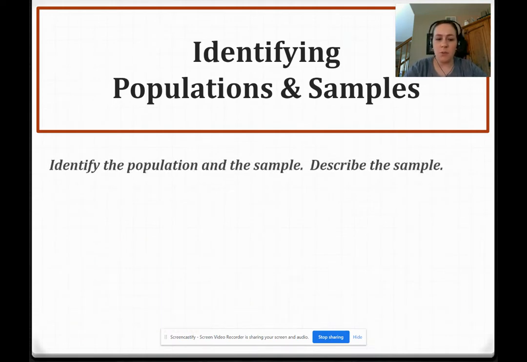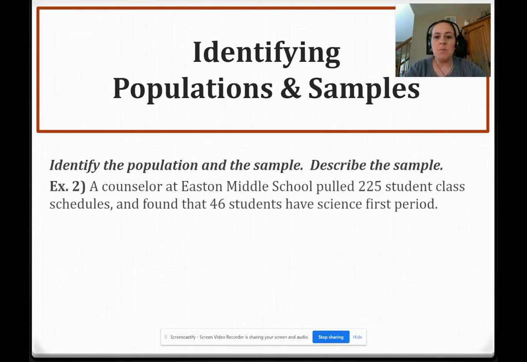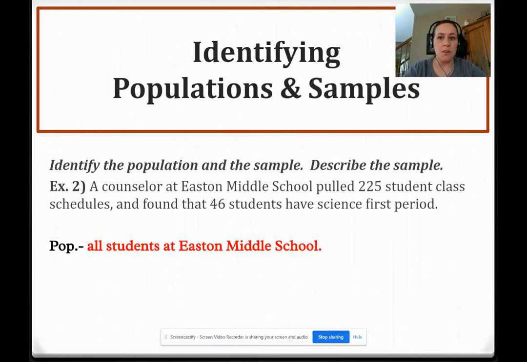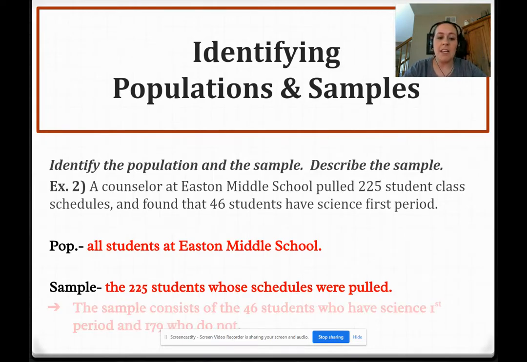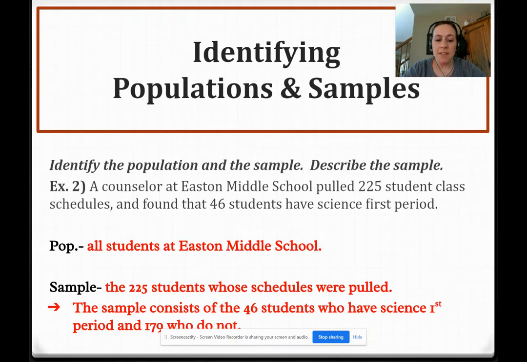All right, example number 2. A counselor at Easton Middle School pulled 225 student class schedules and found that 46 students have science first period. Again, the population is who overall I'm trying to learn about. In this case, I'm trying to learn about all students at Easton Middle School. Again, you notice that word all is there. My sample, however, is the 225 students whose schedules I actually was able to pull and gather information from. Now, to describe the sample a little bit more specifically, I can say that the sample happened to consist of 46 students who have science first period and 179 do not.